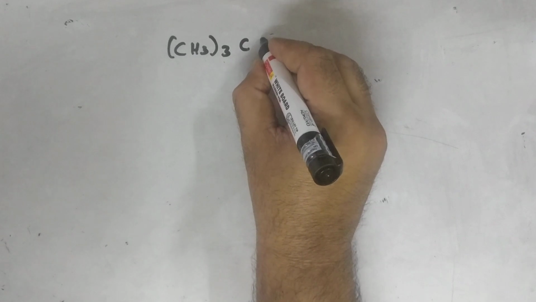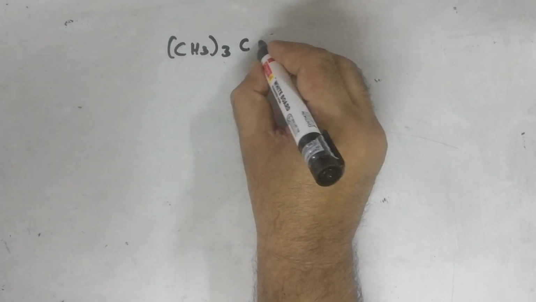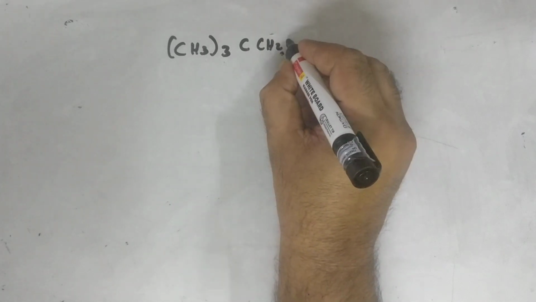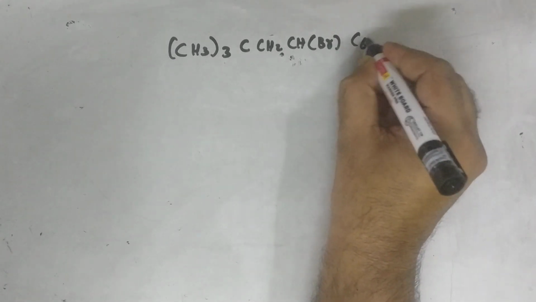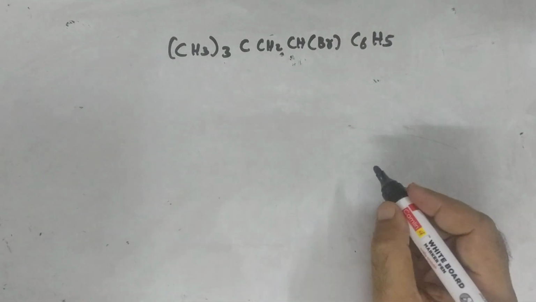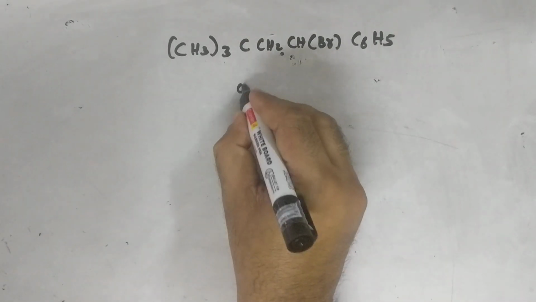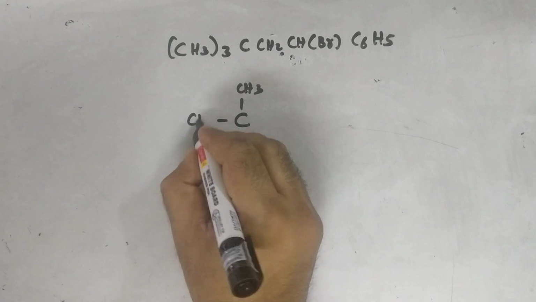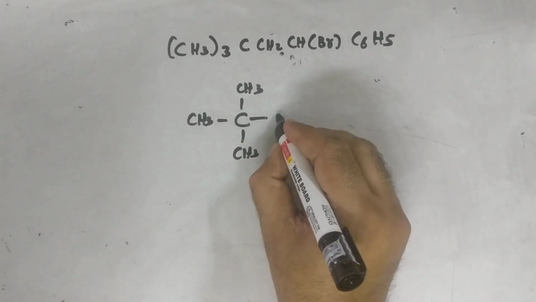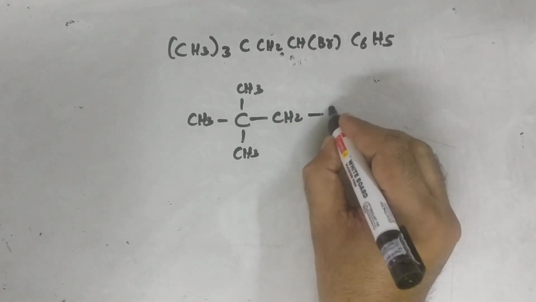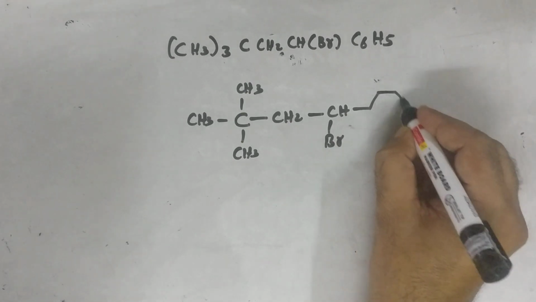So we have C, then CH2, CH, Br, C6H5. That's a benzene ring. So let's expand it. This C is attached to two methyl groups, satisfying its valency. Then there is a single bond over here. We have CH2, CH, Br, and you can put a benzene ring.